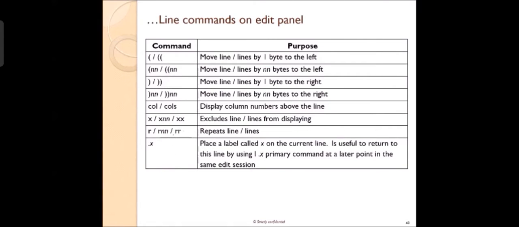Similarly, there are other commands as well. You can move a line or a block of lines by 1 byte to the left, or you can move a line or a block of lines by 1 byte to the right. Why is this important? We'll understand once I start typing data in a particular dataset. In this also you can use numbers, but the numbers mean a slightly different thing. This nn means the number of bytes you want to move to the left.